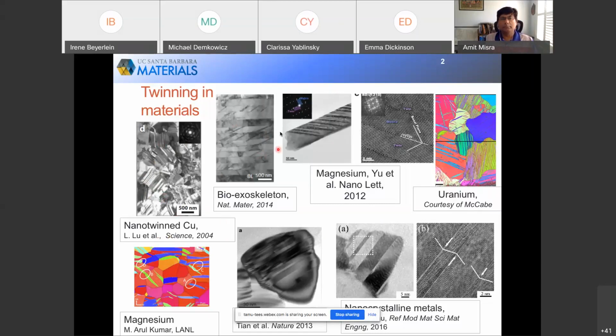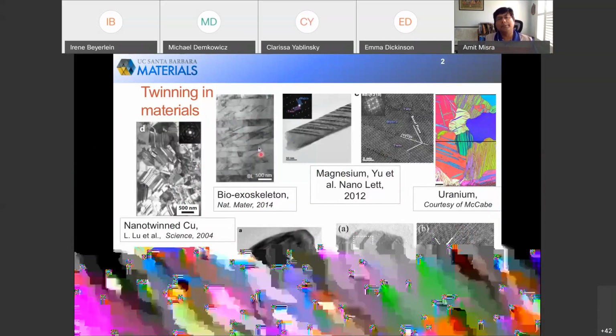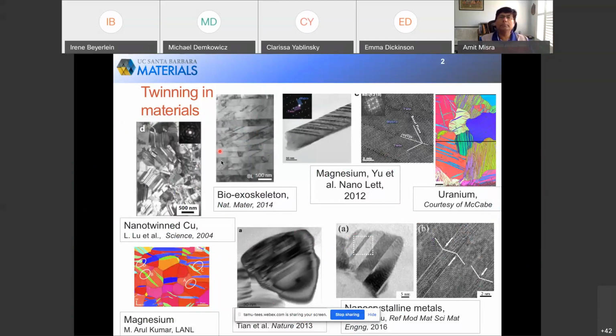Also, these are two metals. I want to bring up that they don't necessarily always occur in metals, but they can also occur in nature in different kinds of materials. I thought this was interesting. This was an exoskeleton of, I think, a bug. This, of course, isn't what we're going to be talking about today, but just to let you know that they do occur in other materials. Here we have boron nitride. This is a particular nanograin of boron nitride, and again, you see these nice lamellae.